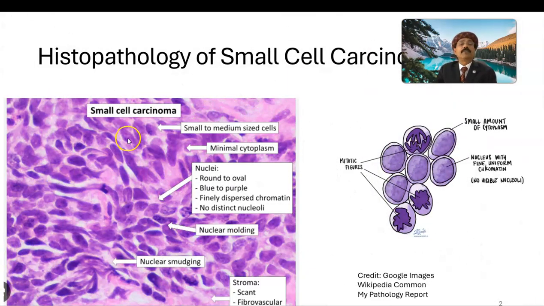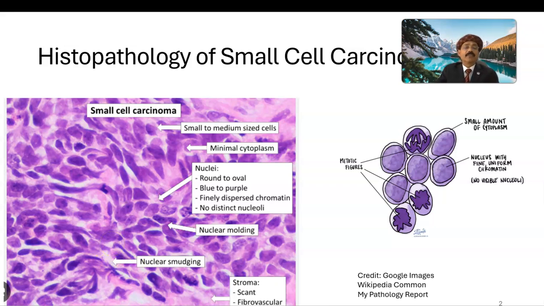If you look at the histopathology, this is the small cell carcinoma, small to medium sized cells. This is a cancer cell here. The cytoplasm is very minimal. Most of the part is occupied by the nucleus. The nucleus is round to oval, blue to purple, with finely dispersed chromatin and no distinct nucleoli. Nuclear molding is also shown here, and there may be nuclear smudging because the nuclear material, the bluish material, will come out and stain the surrounding structure or layer.